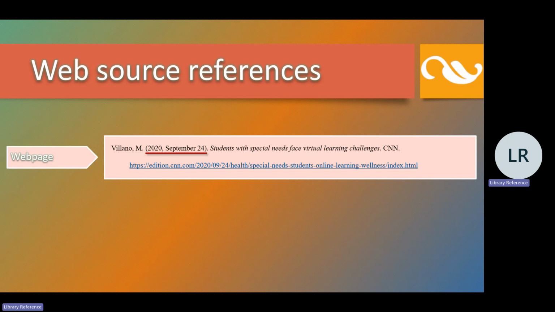You continue with the full date, in this case, 2020, September 24. Then you have the title of the web page, Students with Special Needs Face Virtual Learning Challenges. Notice that web pages are considered to be standalone works. That's why they are in italics. And then the location includes just two elements, the website, CNN in our case, and the link to the actual web page.